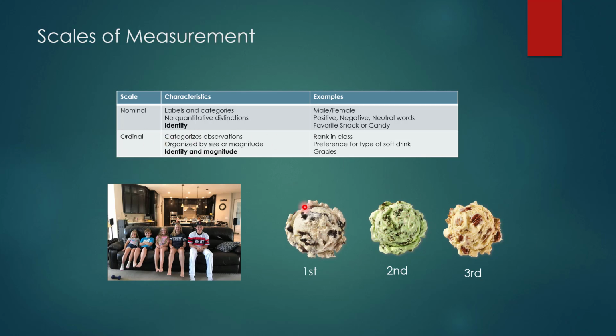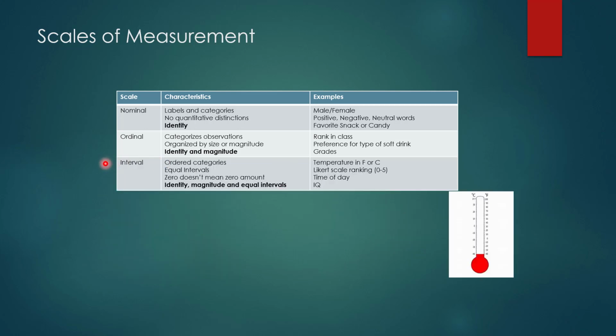It identifies the best and the not so best. And it tells me the magnitude, which one is better, but it doesn't tell me necessarily how much more. Now we go up to the interval. So we identified, we had magnitude, right? Now we have equal intervals. So now there's equal intervals between these ordered categories.